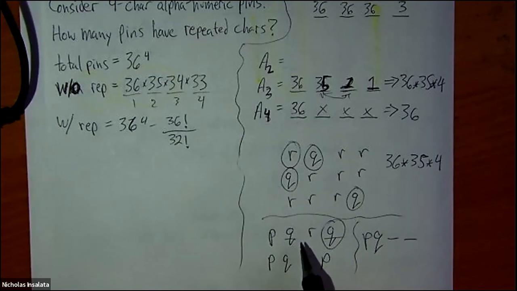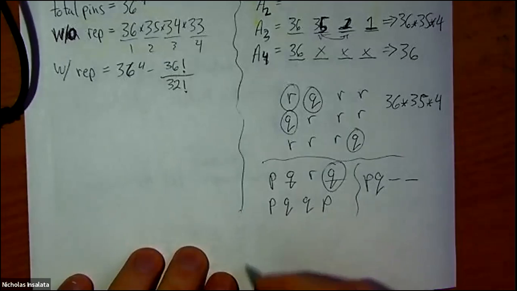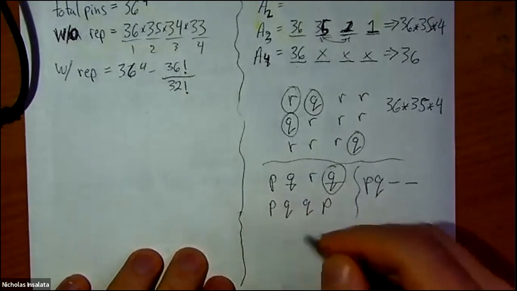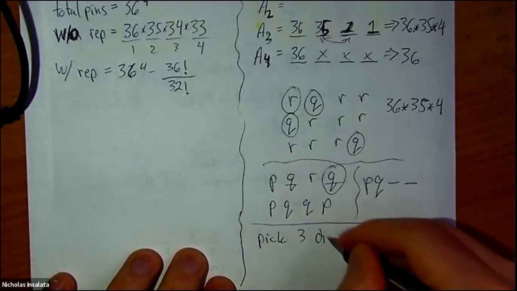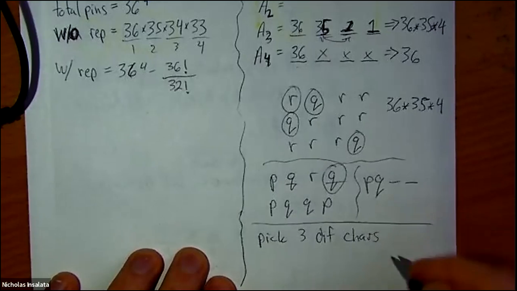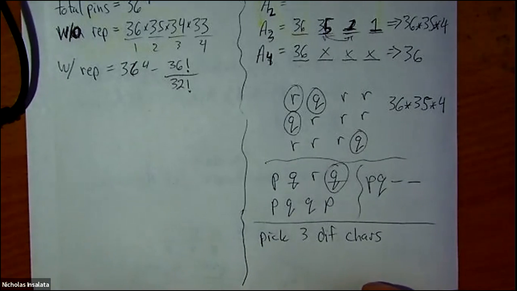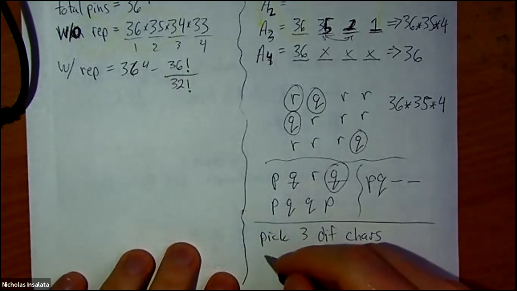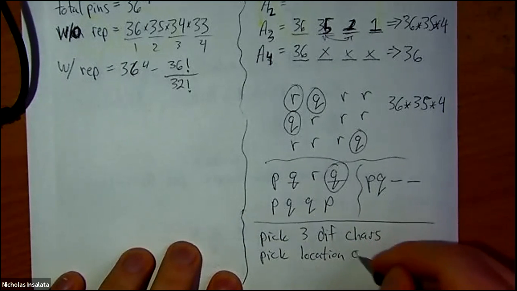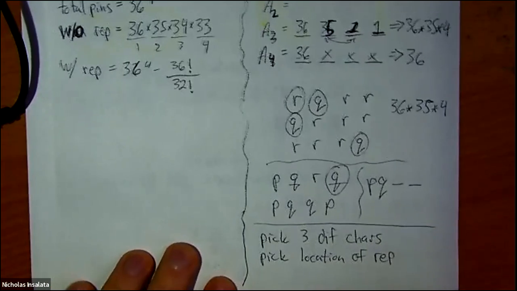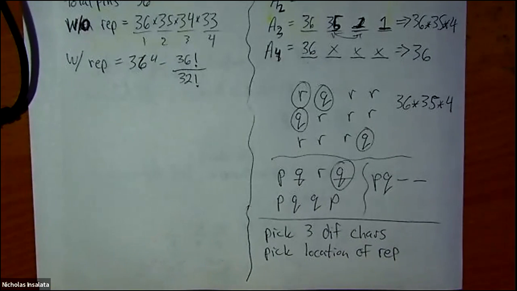So I think maybe a little bit better way to think about it is we pick three different characters, right? Then we pick the location of the repeated one. Pick the location of the single repetition, right? And then if we do that, do we still have to include that times 3 on there? Do we still have to include which of the 3 characters we repeated?